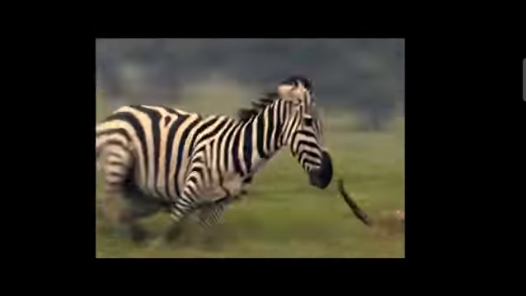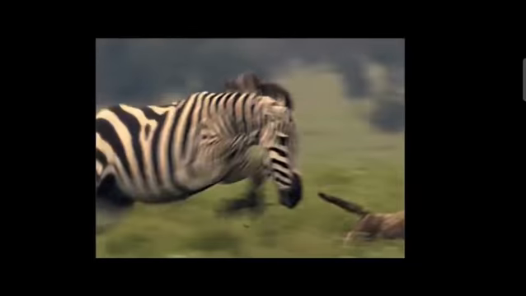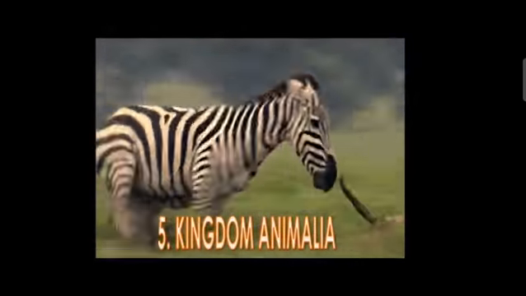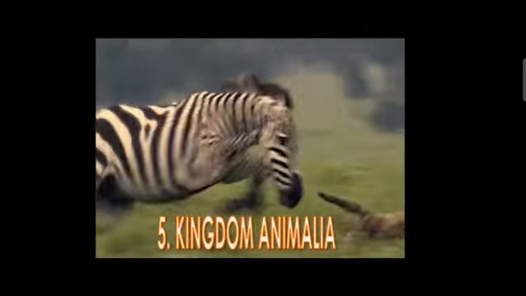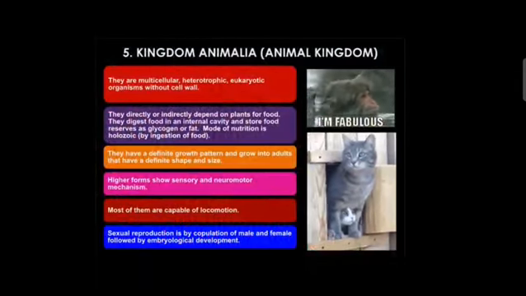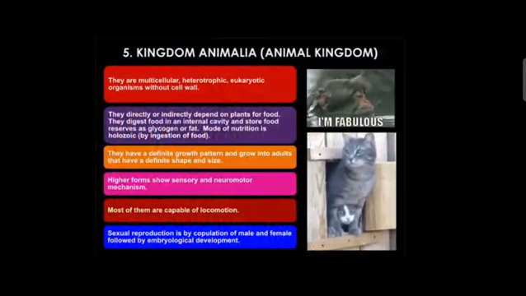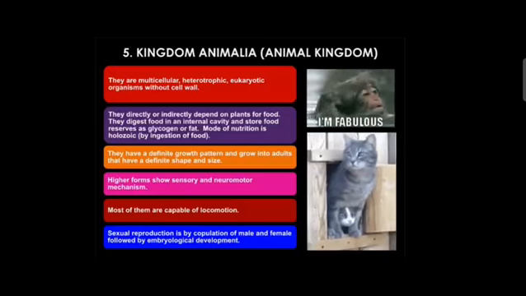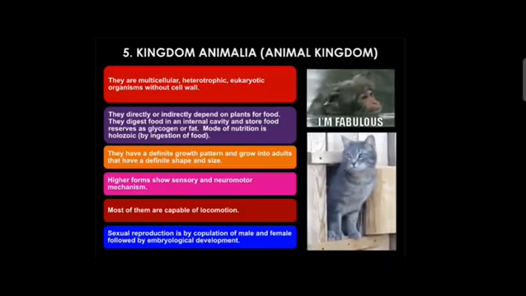So which is the next kingdom? That is the fifth kingdom, kingdom Animalia. It includes all the animals. So kingdom Animalia, they are multicellular. All the animals are multicellular. Heterotrophic means they are depending on others for their food.